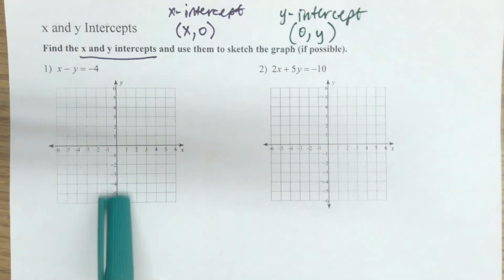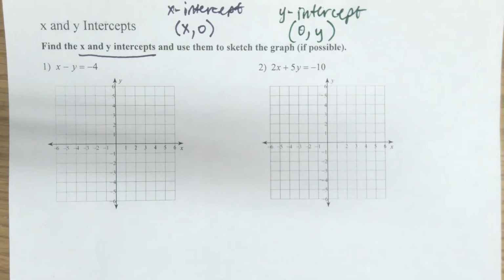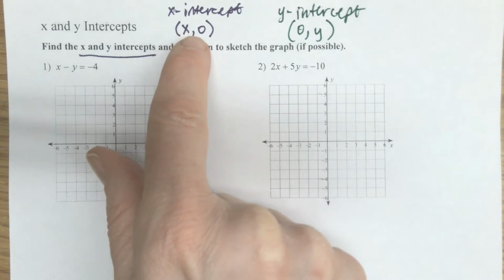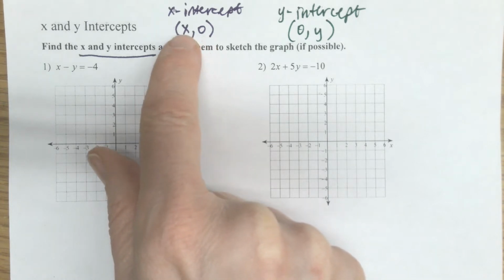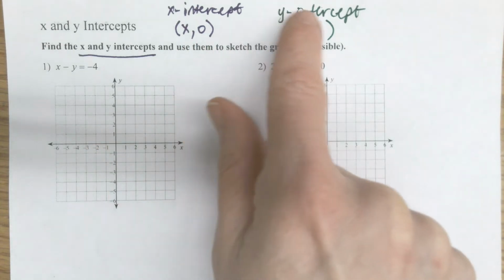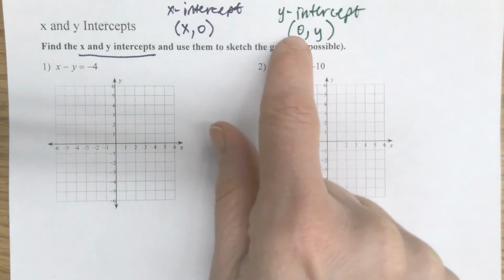And so the y-axis is what we're looking for when we do the y-intercept. Now notice, the x-intercept goes in the form x comma 0. That means this happens when y is 0. And the y-intercept is 0 comma y, which means that this happens when the x is 0.